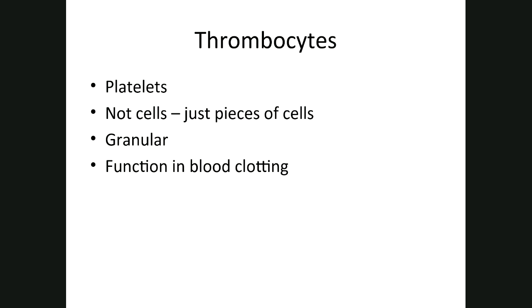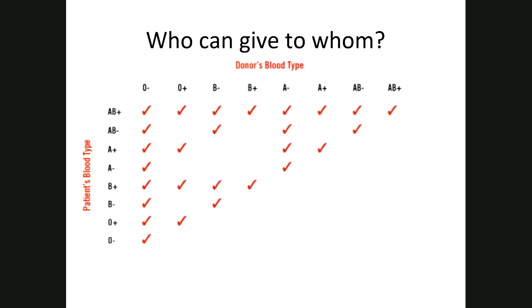And O blood cannot receive anyone except O. That's exactly right. But if you're O negative, you can only get blood from O negative. But if you're O positive, you can get blood from O negative and O positive, because negatives can give to positives. See, if this is the patient right here, if you're O positive, look, you can get O negative blood and O positive blood.